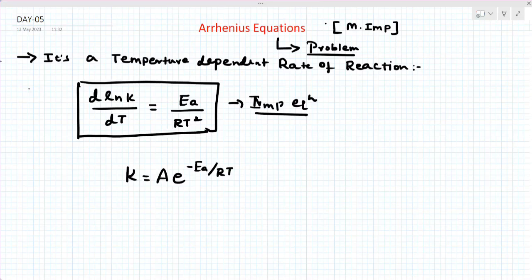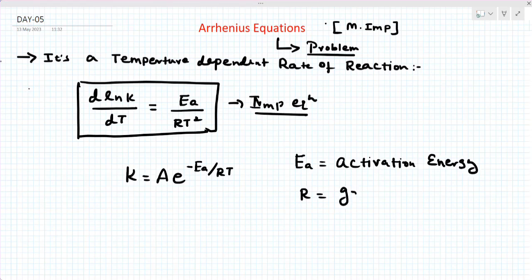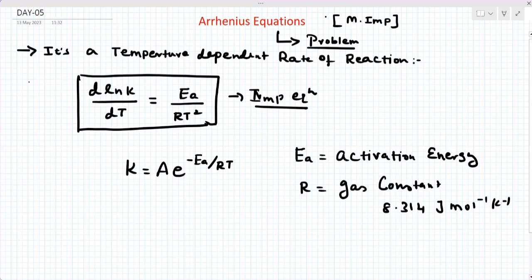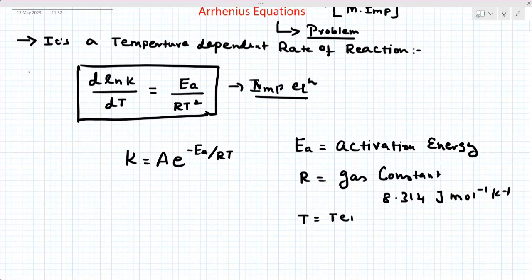Okay. Now, what is Ea? Activation energy. What is R? Gas constant. What is the value? 8.314 joule per mole per Kelvin. Okay, now what is T? T is the temperature.